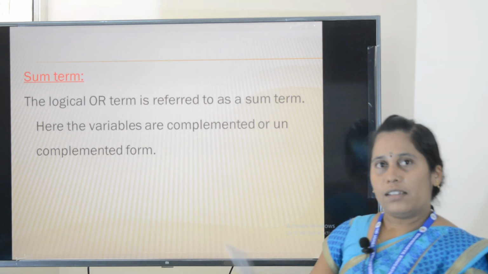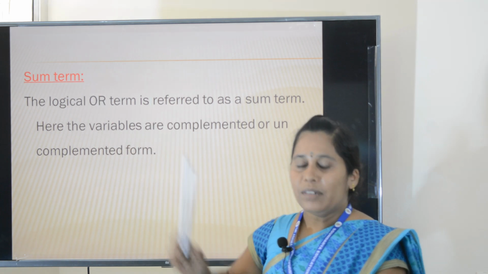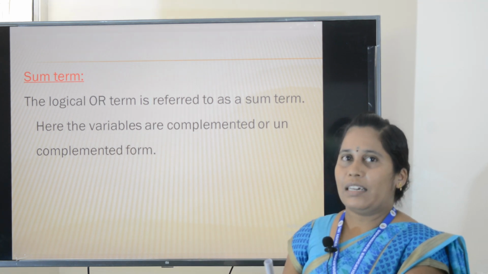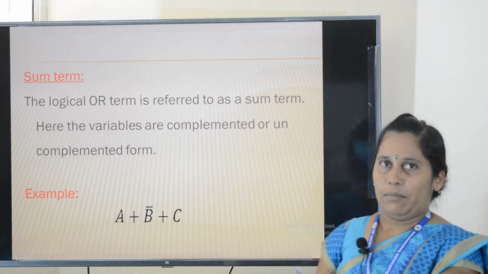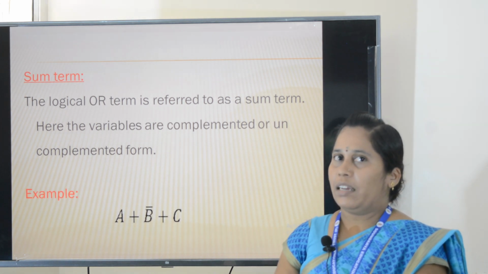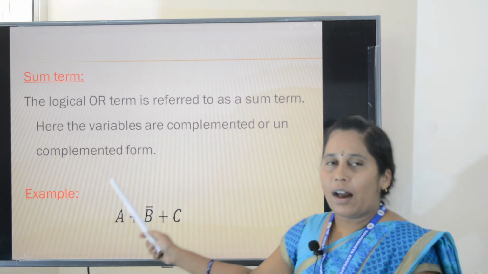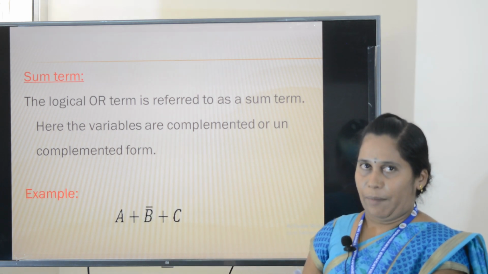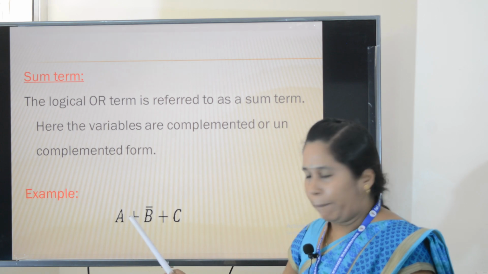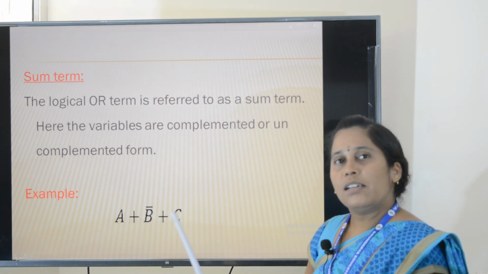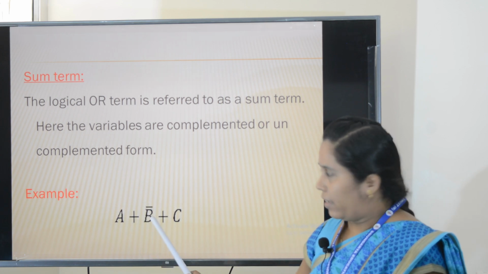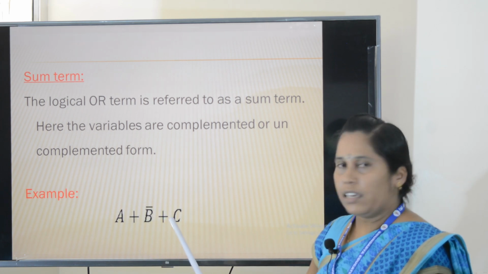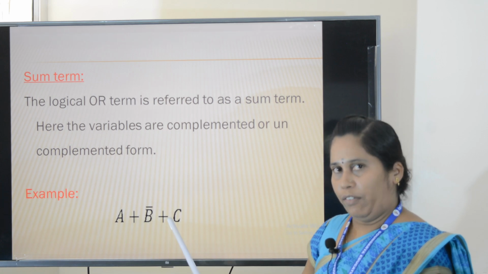The second one is sum term. The sum term is referred to as the logical OR function, that is nothing but addition of variables. Here also the variables may be in complemented or uncomplemented form. For example, A plus B bar plus C. Here A is uncomplemented, B is complemented and C is in uncomplemented form.